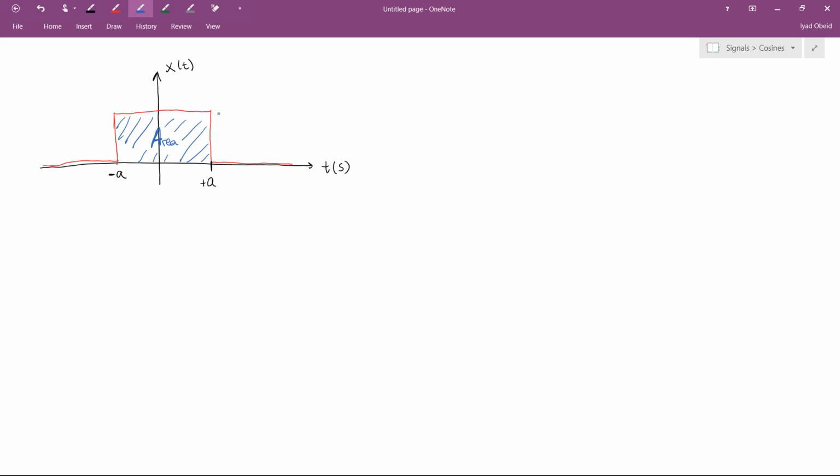So it has a total area, which means that its height has to be area over 2a. Let's try that one more time. If the height is area over 2a, height times width gives me an area of area.